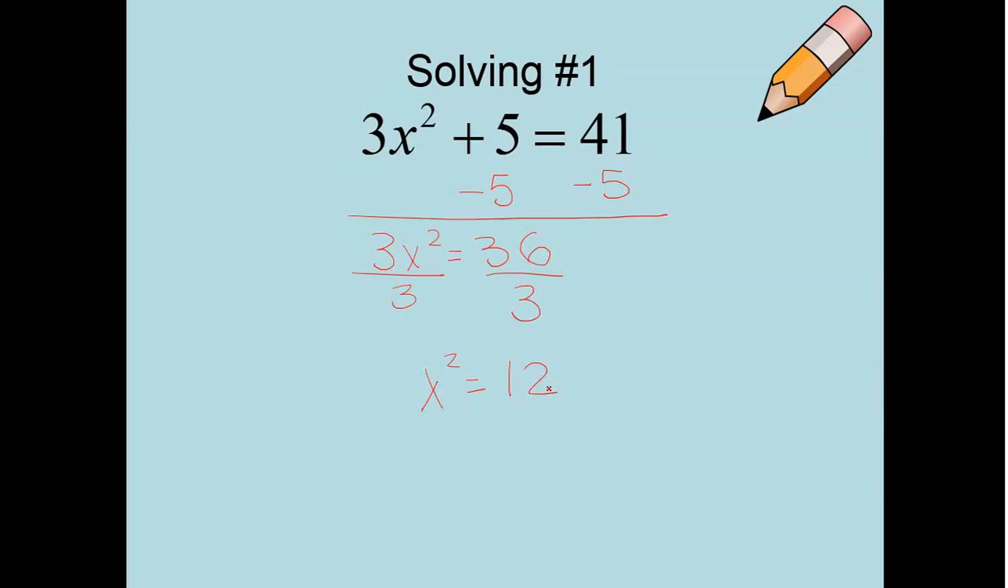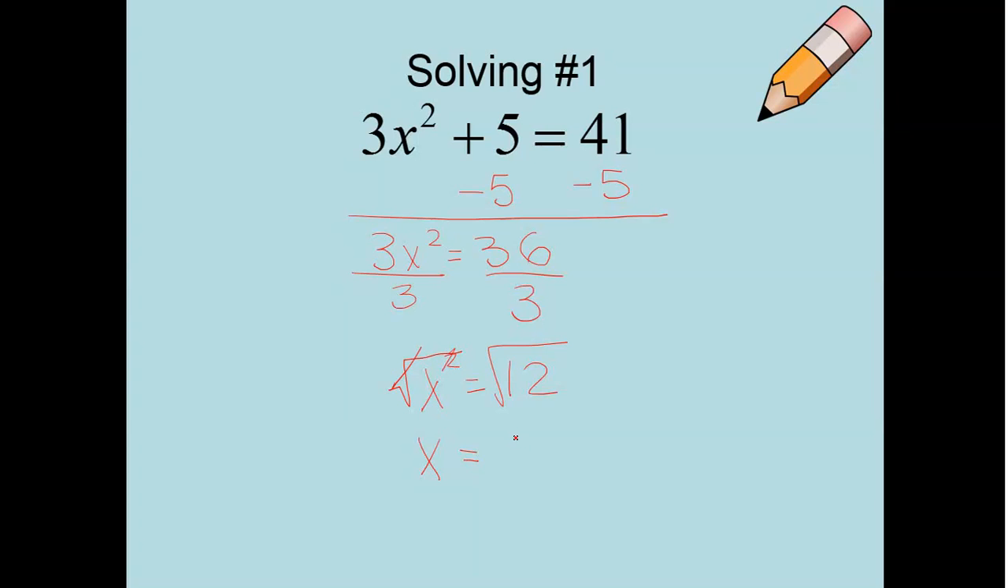36 divided by 3. So now, what I need to do to get rid of this x squared is solve by taking the square root of both sides. So I'm going to take the square root of both sides. If I take the square root of a squared term, they basically cancel each other out, kind of like addition and subtraction cancel each other out. So I'm going to be left with x equals.